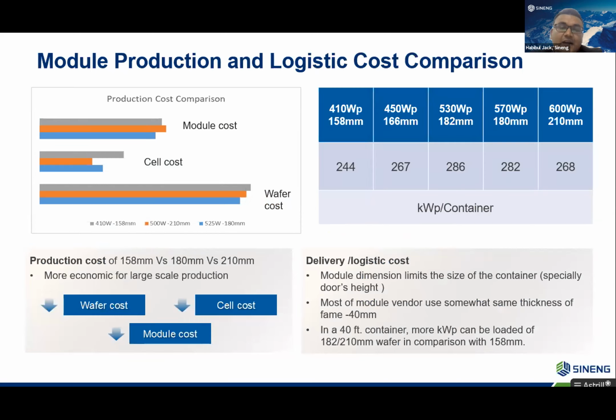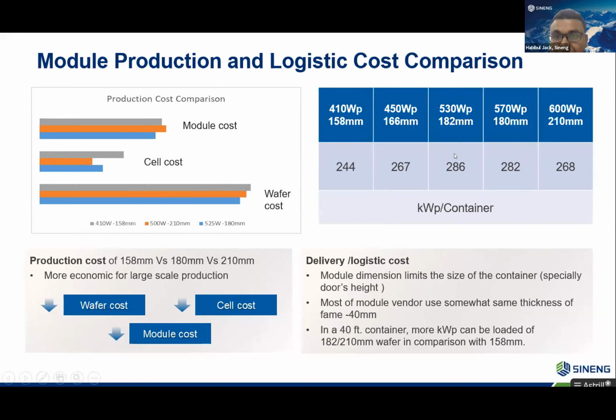So let's discuss the module production and logistic cost. As you can see on a graphic table, 182 millimeter and 210 millimeter wafers give us lower wafer cost, cell manufacturing cost, and module assembly cost. For large scale production, it is definitely economic.